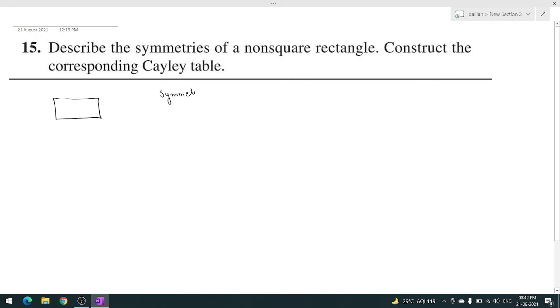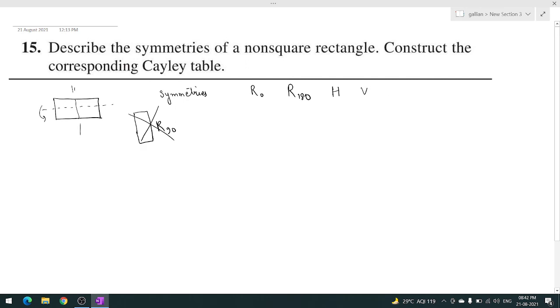You can easily see that for the symmetries, it will be R0, of course. Then R90 will not be the case, because if we do just R90, it will be something like this. This is R90, which is not equal, so we cannot consider this. But we can consider R180, because it's just flipping around. So R180 can be the case. Now, what else can there be? We can also find H. Horizontally, we can flip it. And vertically also we can flip it. So V will also be there.